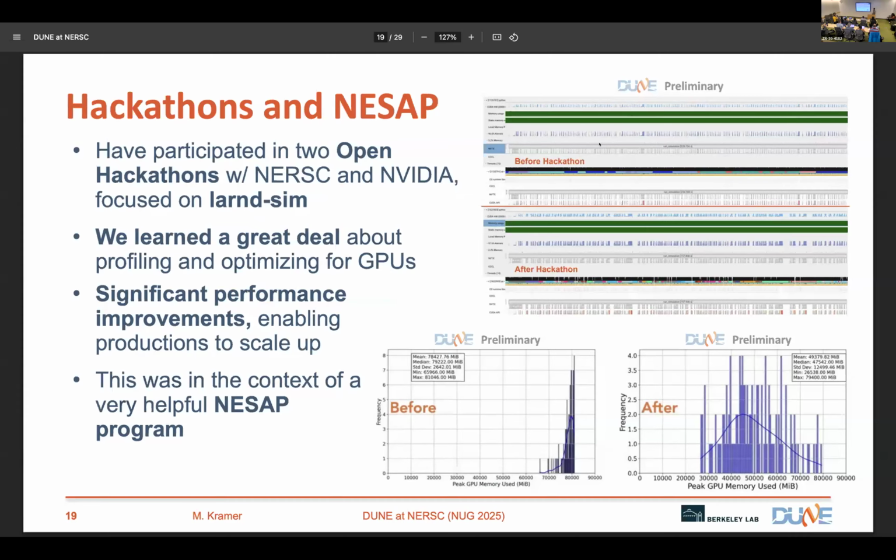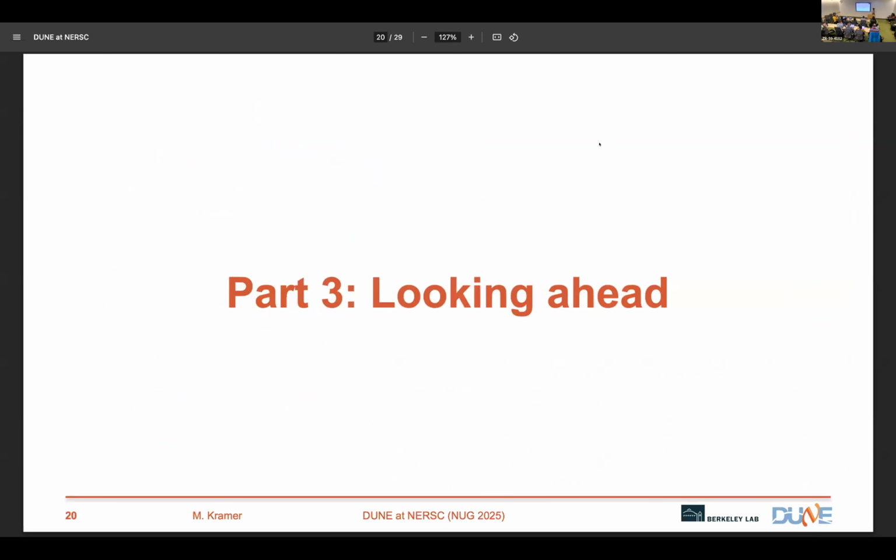Finally, the hackathons and NESAP, as I mentioned, have been enormously helpful. We've learned so much about profiling code for GPUs and optimizing our code, and it's paid off in results that you can see here. For example, these plots that Madan made showing before and after the memory consumption of LArNDSim, and you can see here the improvement we got based on the changes that we made as part of the NESAP program. So it's been so helpful. I can't emphasize that enough. Okay, so that's the recent past and present. Now I'll talk about the future.